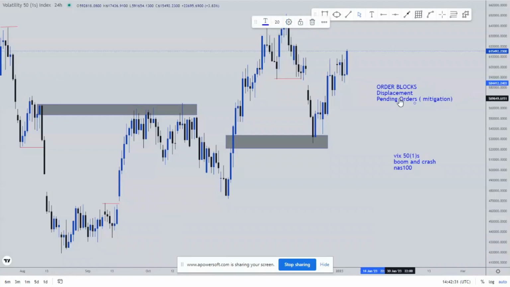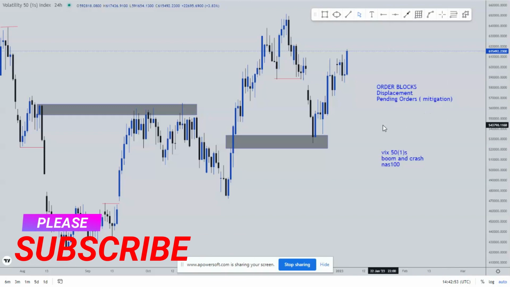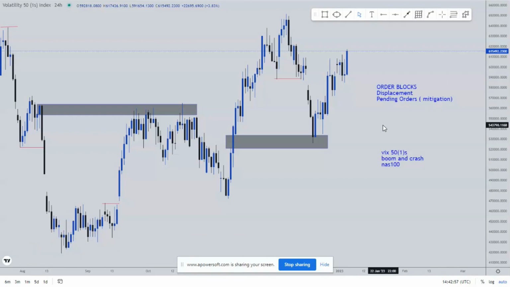So today I want us to talk about order blocks, and these are the main things that I'm going to be addressing. In today's example, we are going to use VIX 50, 1S, Boom and Crash, and NAS 100. Why have I listed these ones? It is to show you that you can apply the concept even to other assets. It's not the first time that I'm talking about order blocks, but I believe I'm going to bring some new ways, or sometimes revised ways, of how I deal with order blocks.